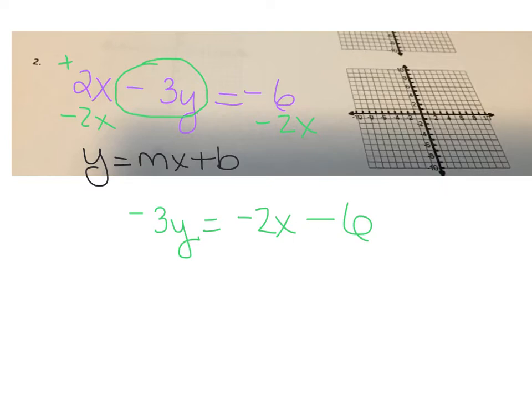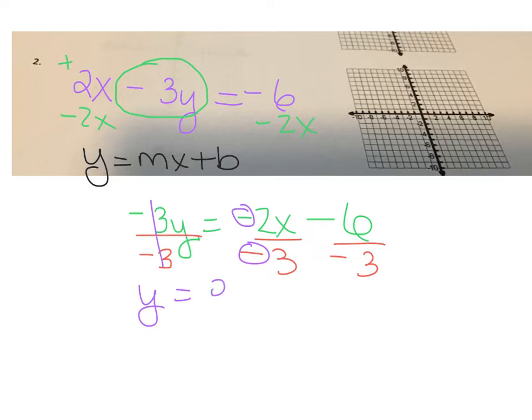So how do I get rid of that negative 3? Well, if it's times, I'm going to divide, and I have to divide the entire problem by negative 3. Okay, so when I do this, I end up with the problem. Negative 3 over negative 3 cancels out, and that gives me y. Negative 2x over negative 3, 2 negatives make a positive, so this is just 2/3 x.